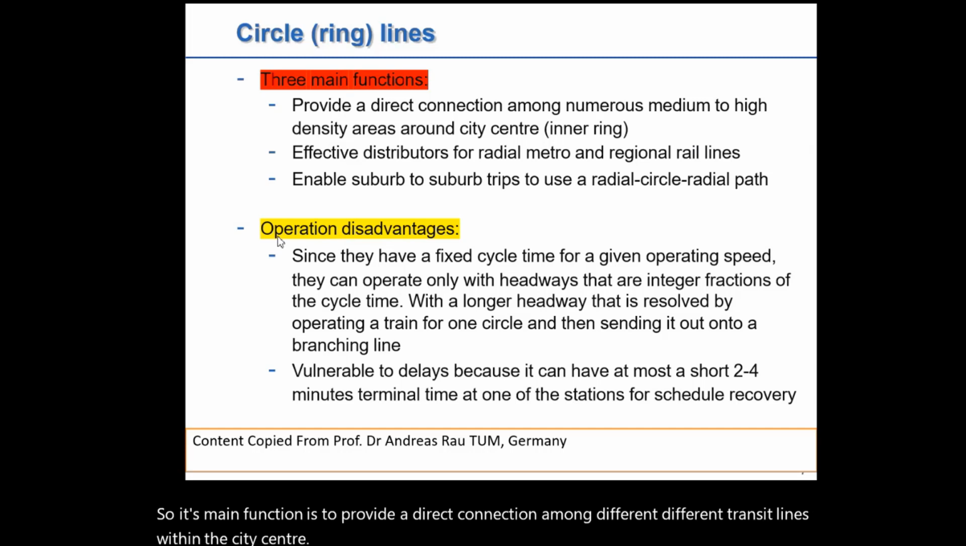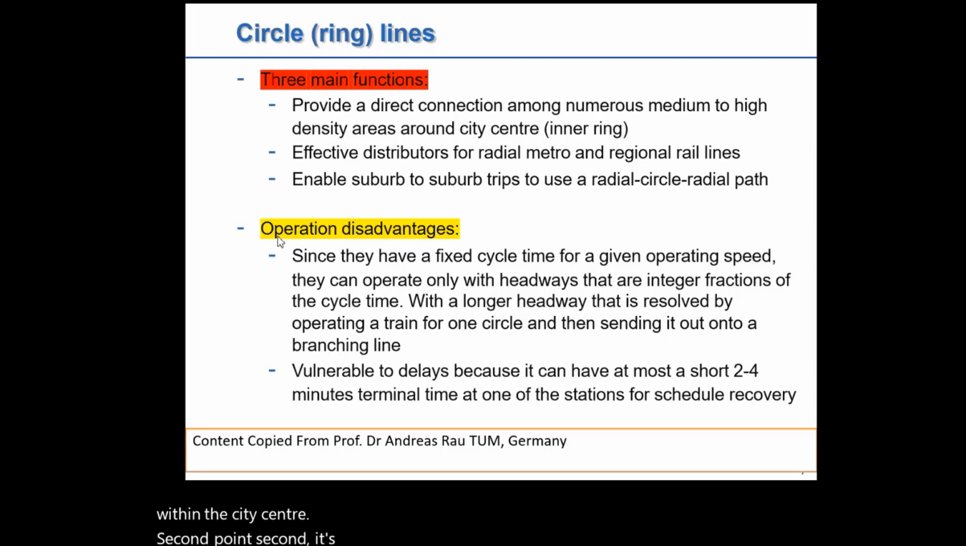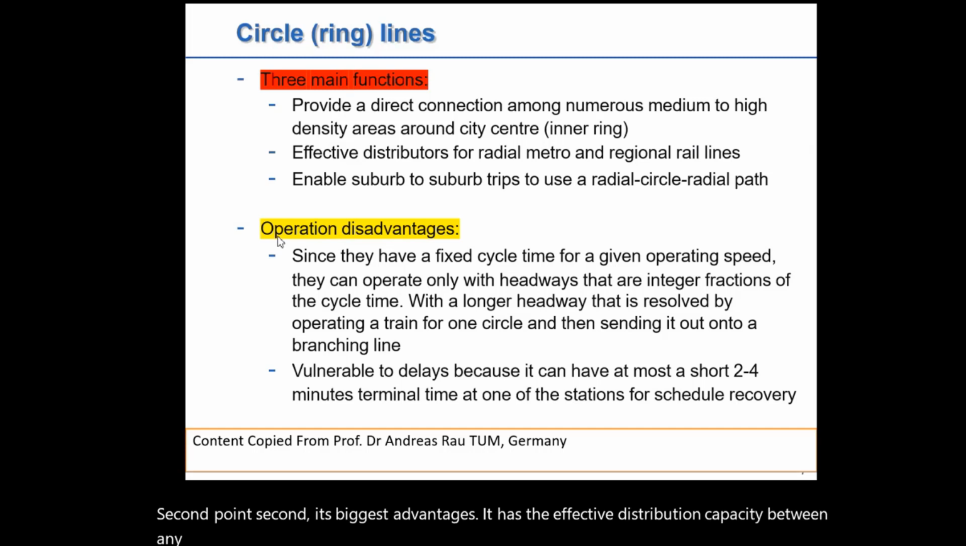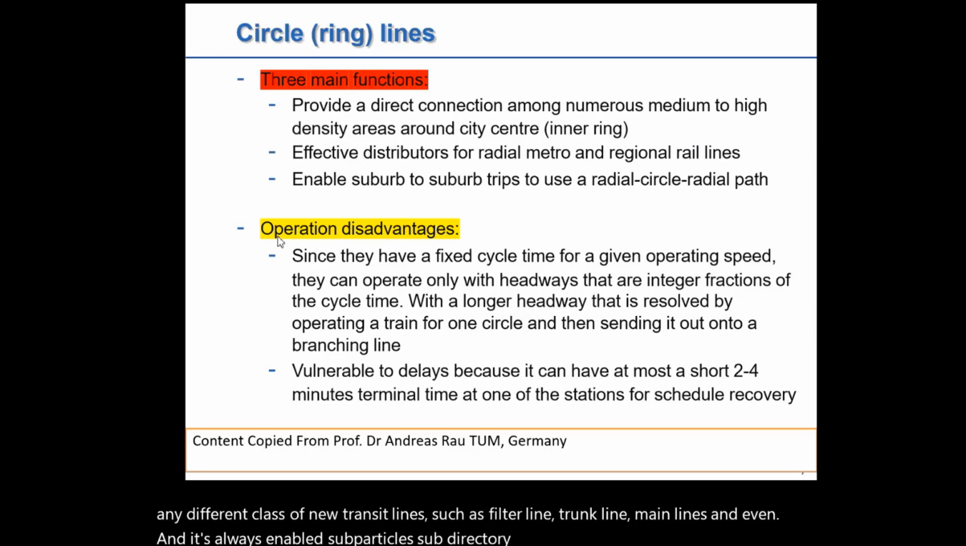Second point, its biggest advantage is that it has effective distribution capacity between any different class of transit line, such as the feeder line, trunk line, main lines, and even radial line. And it always enables suburb to suburb direct trips while using the radial circle path.